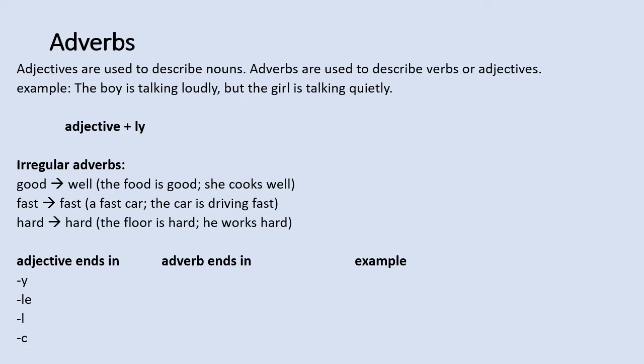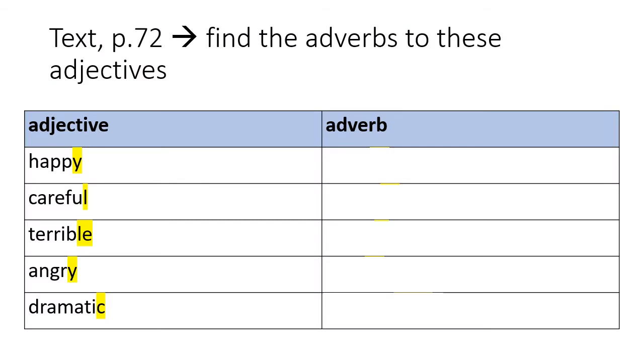Also copy this grid. We will fill this out together at a later point, but I want you to have the space. Please also copy this grid, and then have a look at the text on page 72 in your book. That's the story we read last lesson. And find the adverbs of these adjectives in the text. Happy, careful, terrible, angry, and dramatic. Pause the video now.